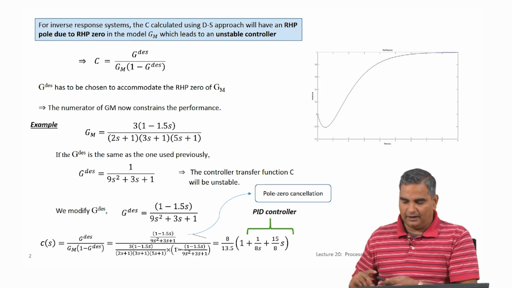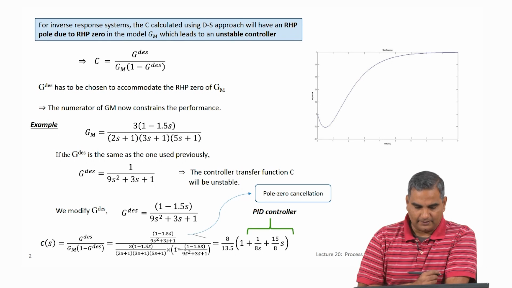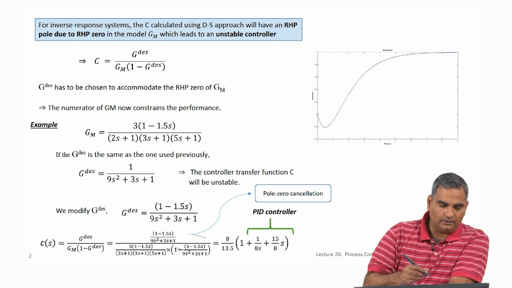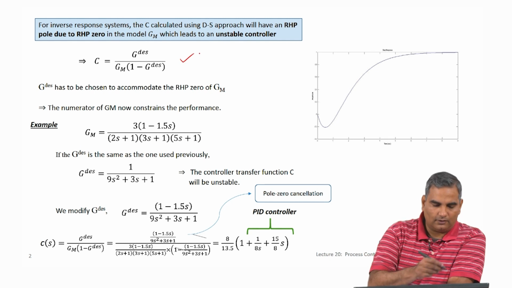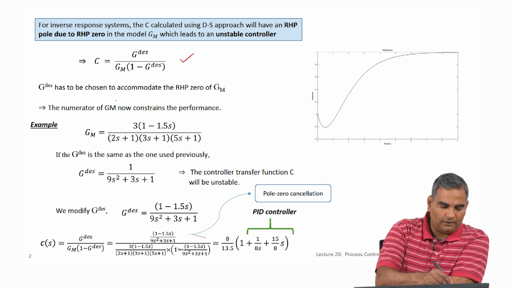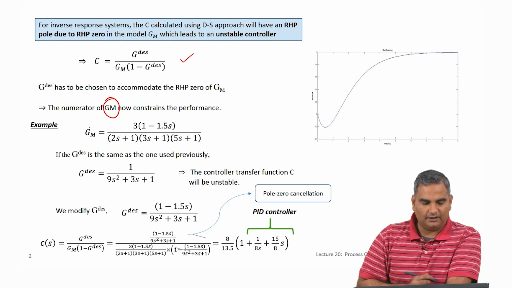Okay. So, let us see how all of this works out in terms of the math that underlies these ideas. I already talked about the controller form, which is G desired divided by G model times 1 minus G desired. So, the numerator of this G model is basically the one that constrains the performance. Okay. So, let us take an example and see what happens here.